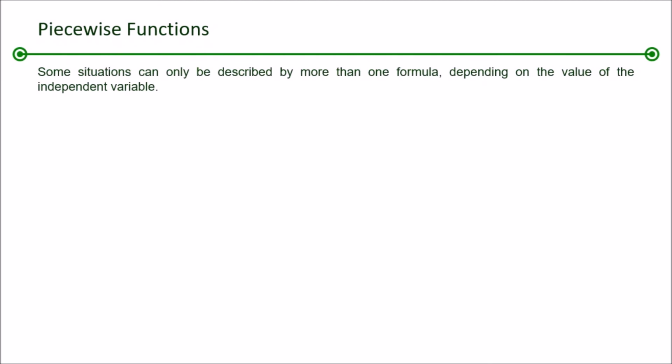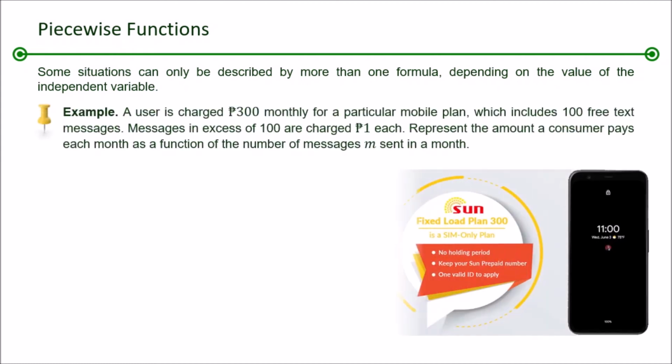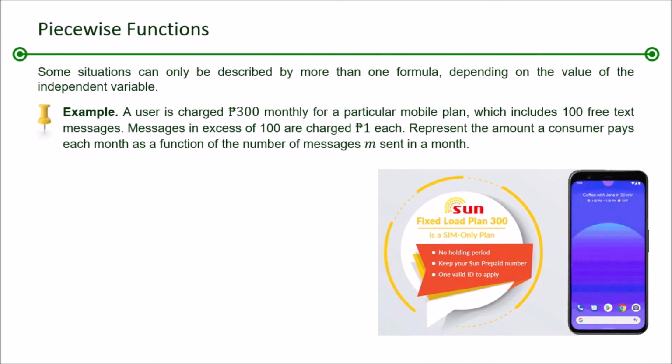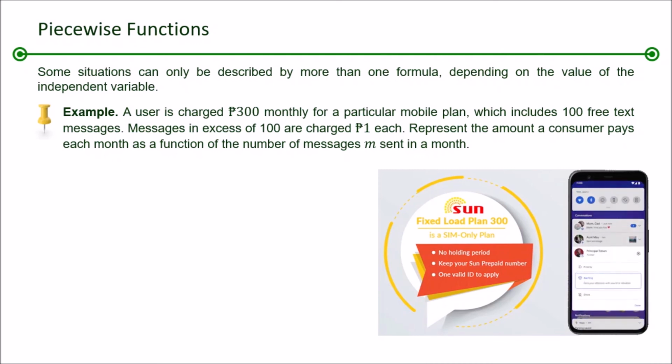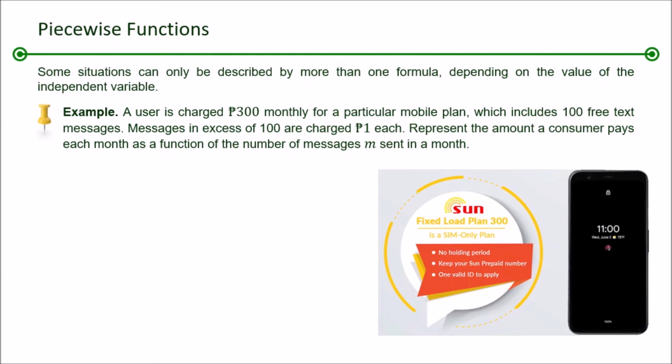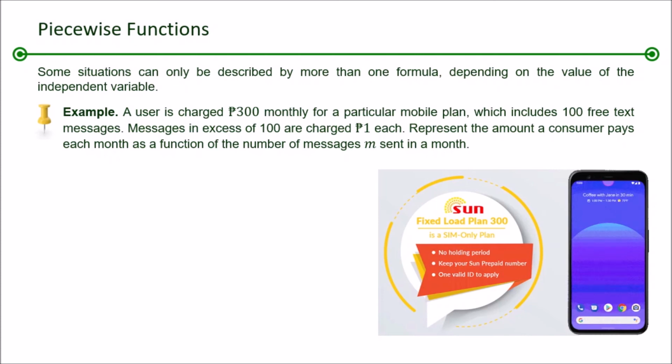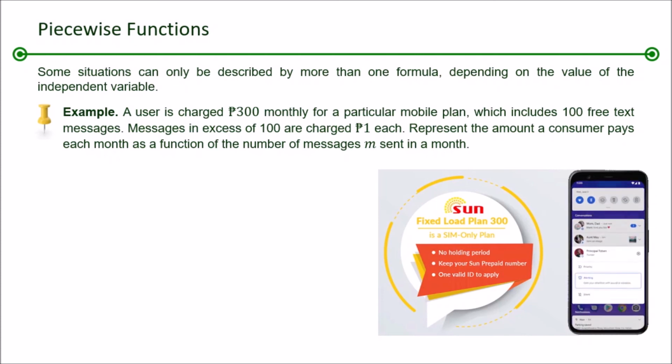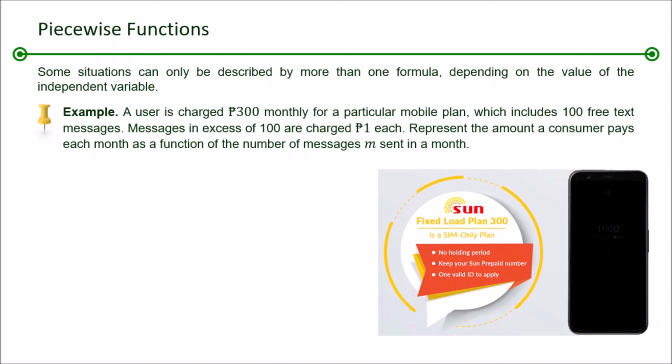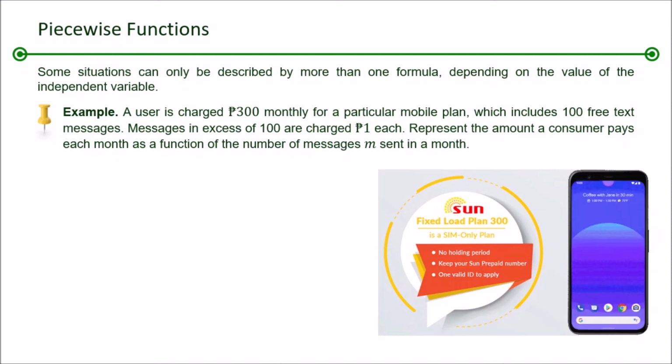Piecewise functions. Some situations can only be described by more than one formula, depending on the value of the independent variable. Example, a user is charged 300 pesos monthly for a particular mobile plan, which includes 100 free text messages. Messages in excess of 100 are charged 1 peso each, represent the amount a consumer pays each month as a function of the number of messages M sent in a month.